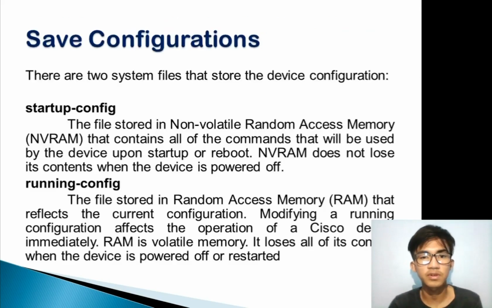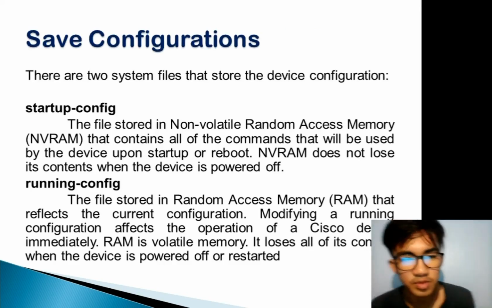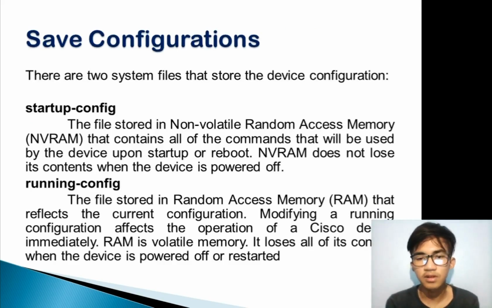Save configuration. There are two system files that store device configuration. The startup config is the file stored in non-volatile random access memory that contains all of the commands that will be used by the device upon startup. NVRAM does not lose its contents when the device is powered off. The command for that is copy running-config startup-config, to save the configuration that you make on the device.